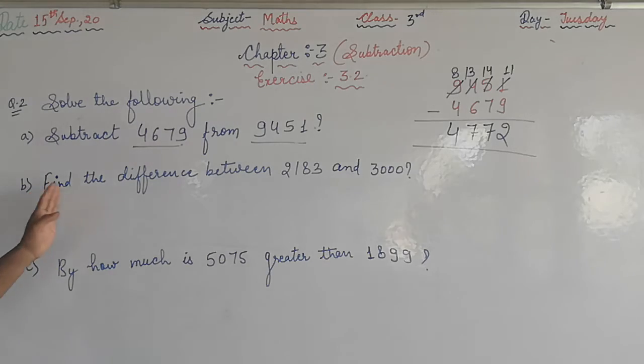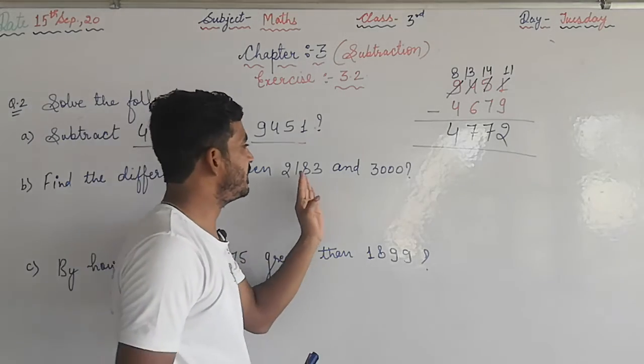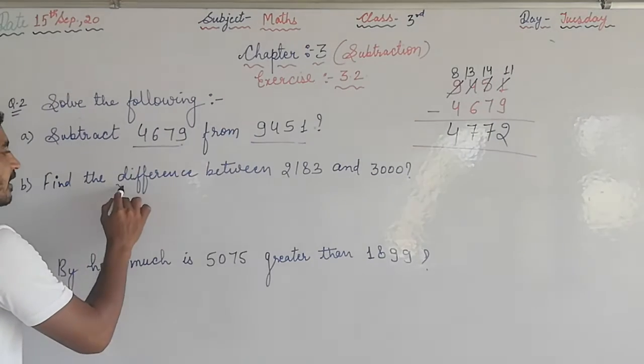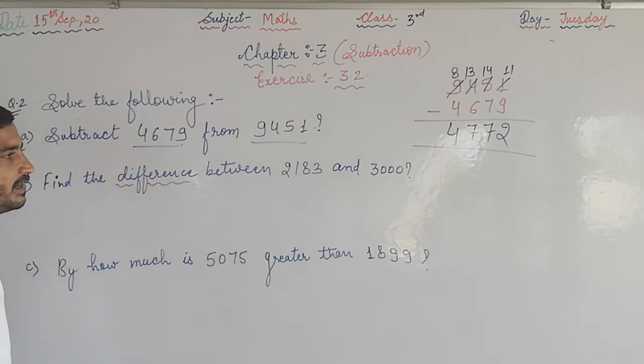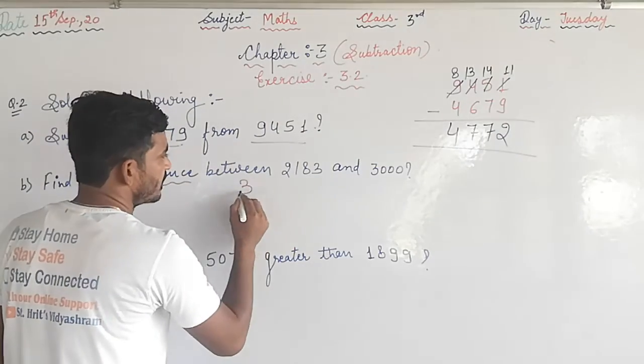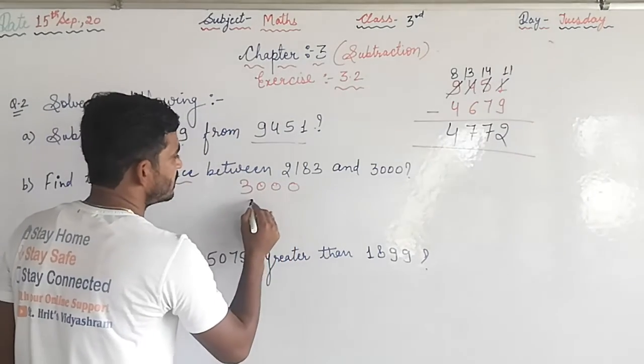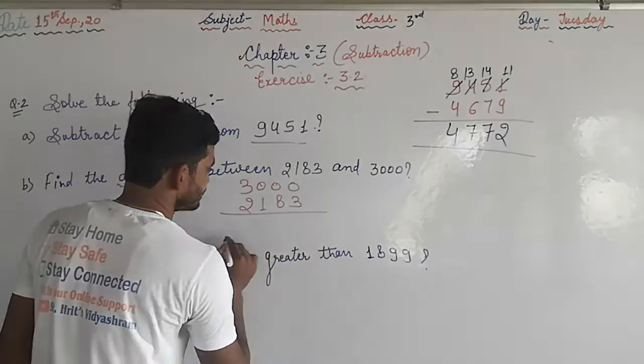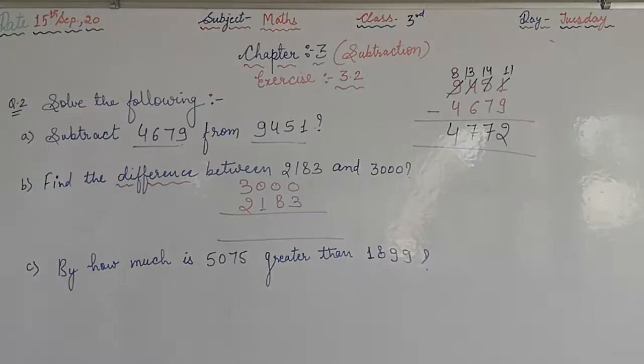See the next question. Find the difference between 2183 and 3000. You have to find the difference. Underline this term, difference. Difference means you have to subtract 2183 from 3000. Here you have to find the difference.